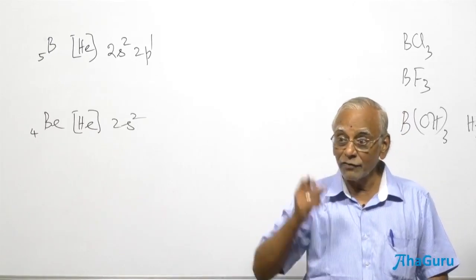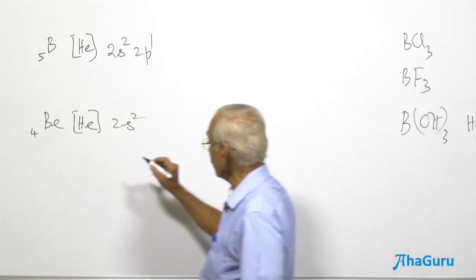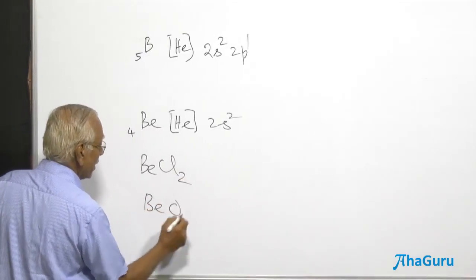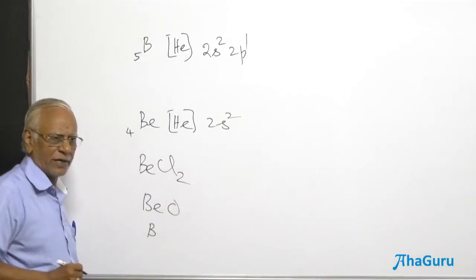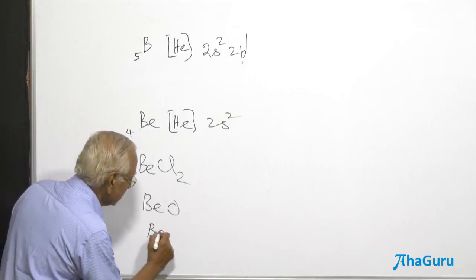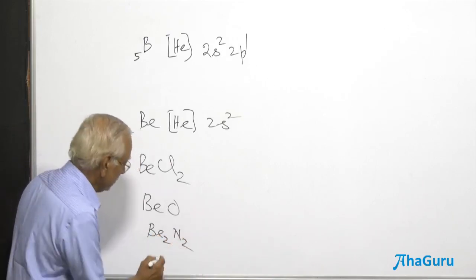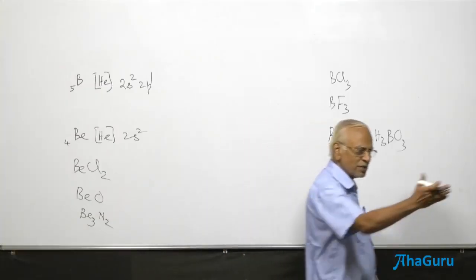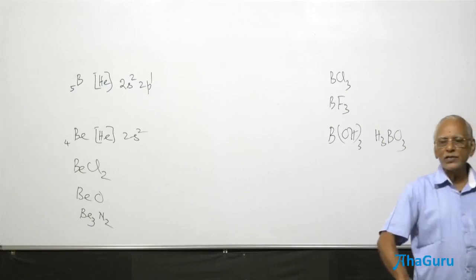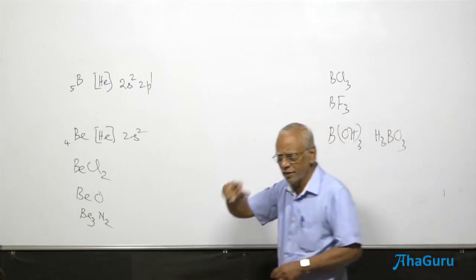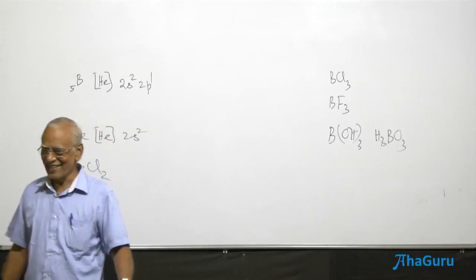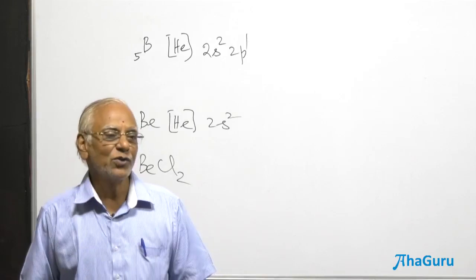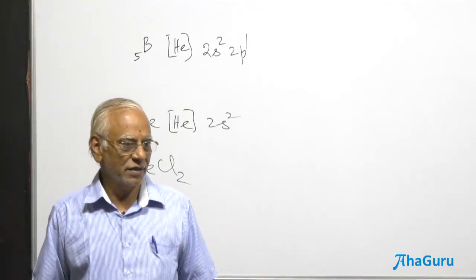But beryllium forms lots of compounds. Beryllium chloride, BeCl2, make a note of this. Beryllium oxide, BeO. Beryllium nitride, what should be the formula of beryllium nitride? Be3N2. Beryllium sulfate, BeSO4. Beryllium nitrite, Be(NO2)2.